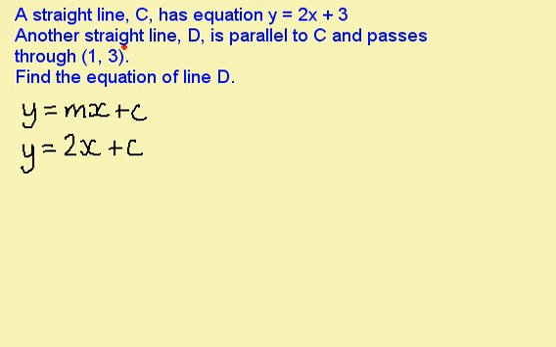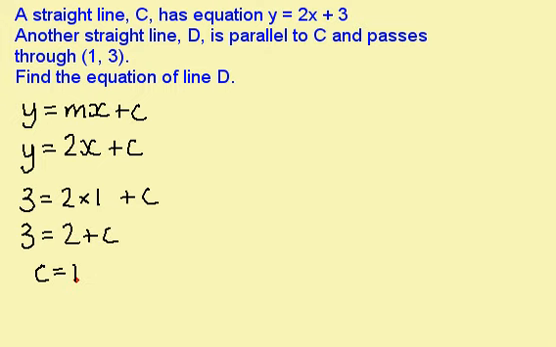I'm also told a point on the line. So I have an x value of 1 and a y value of 3. If I substitute these into this equation, I get 3 equals 2 times 1 plus c. This gives me 3 equals 2 plus c. So I know that c is 1. I can now write my equation of my line as y equals 2x plus 1.